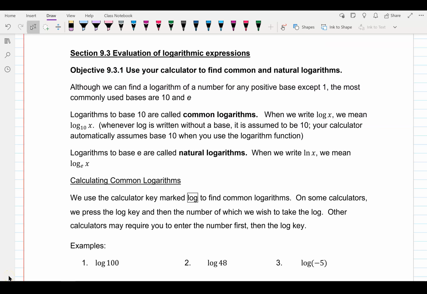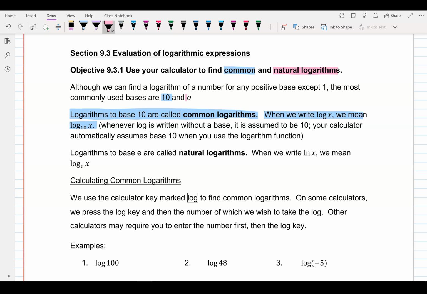So on this page we need to evaluate logarithmic expressions, and really it's going to be a lot of calculator work, which is going to be good news to a lot of you. So it says we need to find common and natural logarithms. Although we can find a logarithm of a number for any positive base, except for 1, the most commonly used bases are 10 and e. The common logarithm has a base of 10, so logarithms to base 10 are called common logarithms. When we write log x, we mean log base 10. Very important.